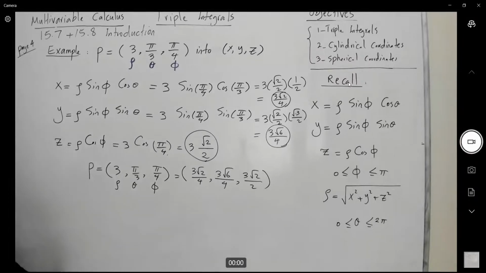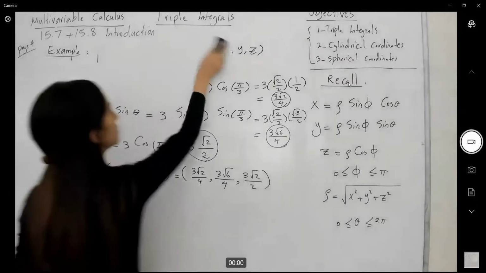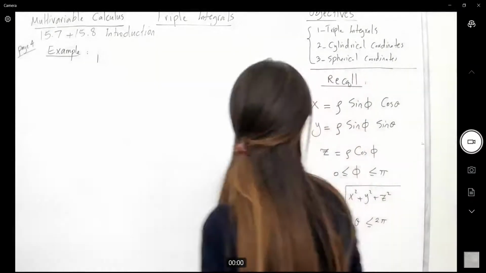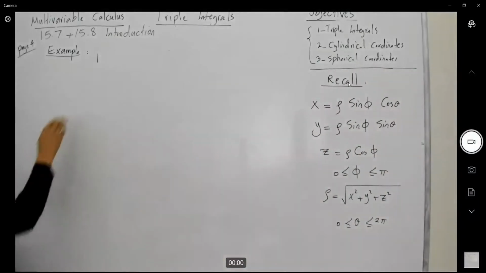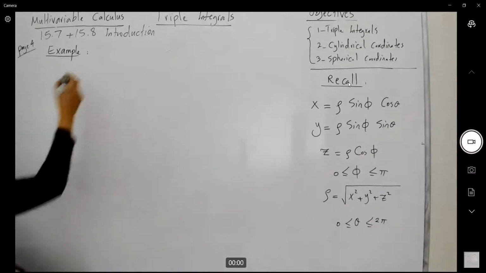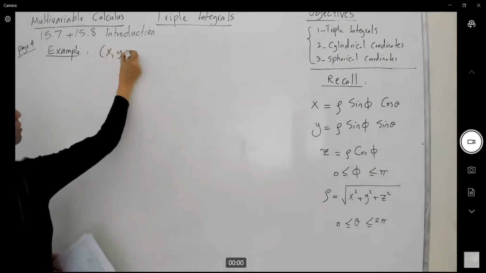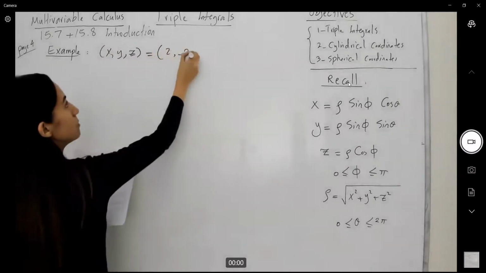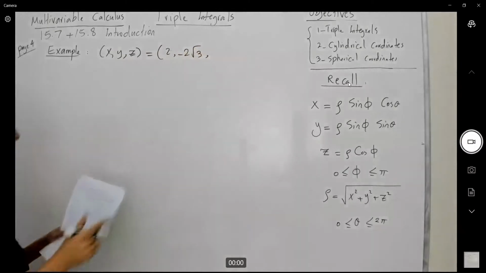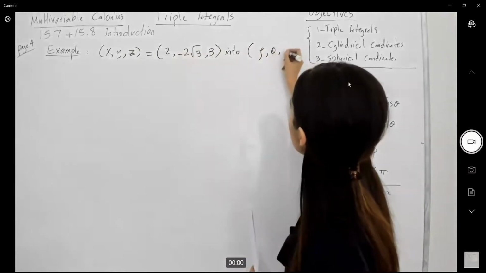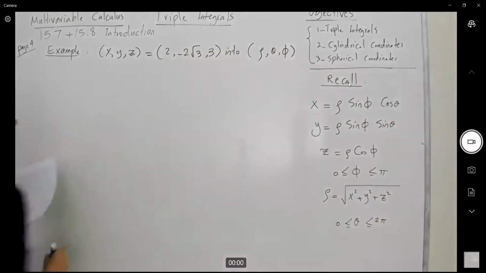Let us move on to the next example. Now suppose you have your x, y, and z. Convert x, y, z, which is given as 2, negative 2 square root of 3, and 3, into rho, theta, and phi. Very well, let us begin.